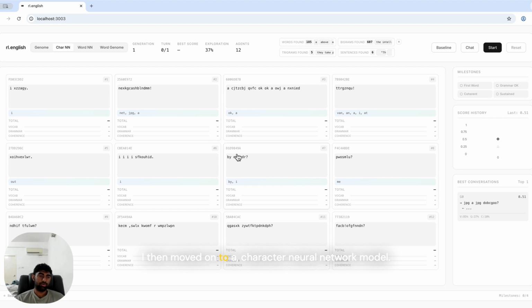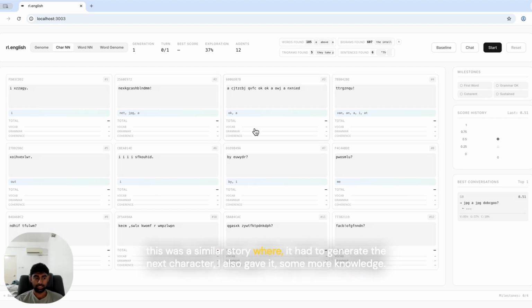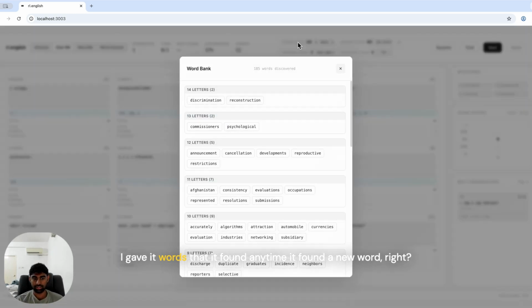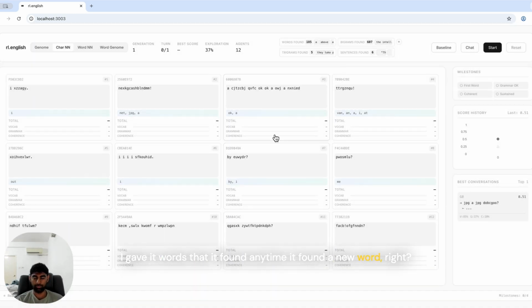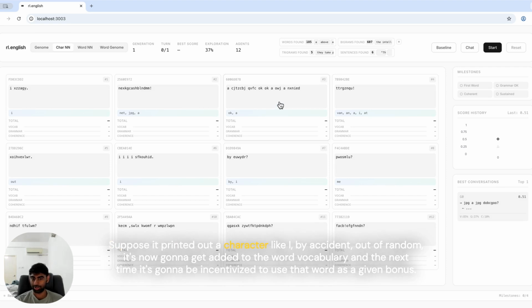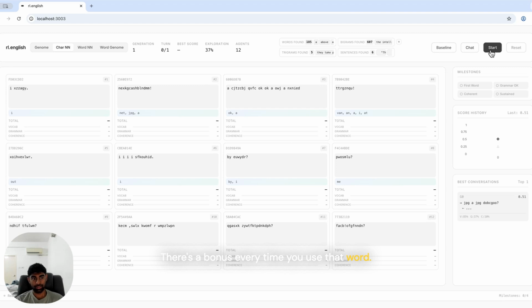I then moved on to a character neural network model. This was a similar story where it had to generate the next character. I also gave it some more knowledge. I gave it words that it found anytime it found a new word, right? Suppose it printed out a character like I by accident, out of random. It's now going to get added to the word vocabulary. And the next time it's going to be incentivized to use that word as a given bonus. There's a bonus every time you use that word.